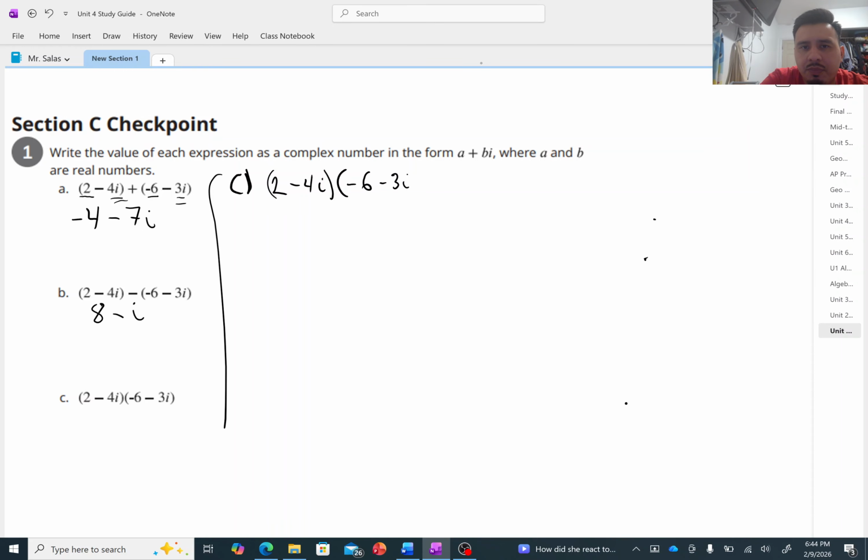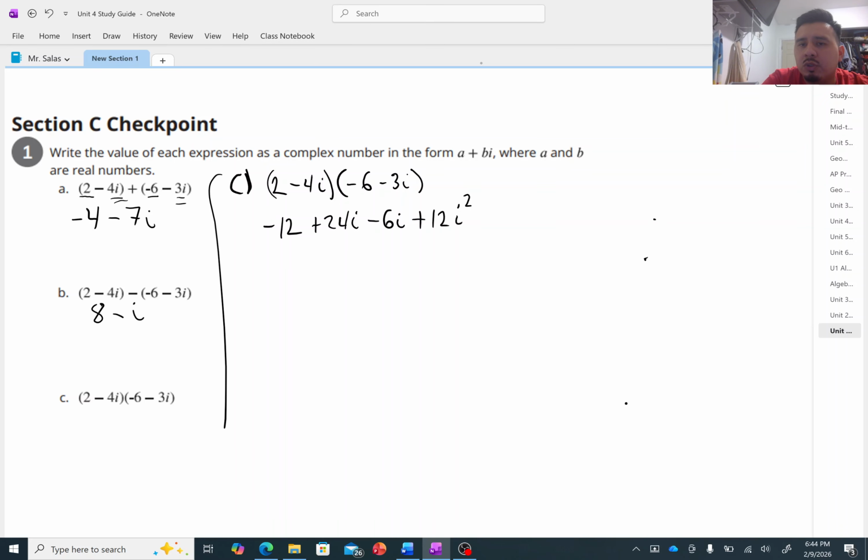Okay, here we go. 2 times negative 6, that gives me negative 12. Negative 4i times negative 6, that gives me positive 24i. Then I got to do 2 times negative 3. That's going to give me negative 6i. And then negative 4i times negative 3i, that's going to give me plus 12i squared.